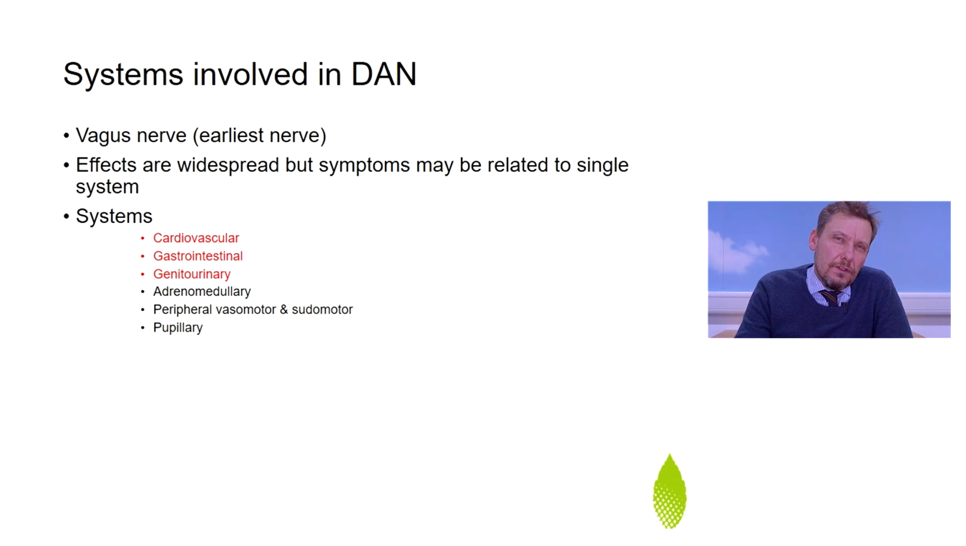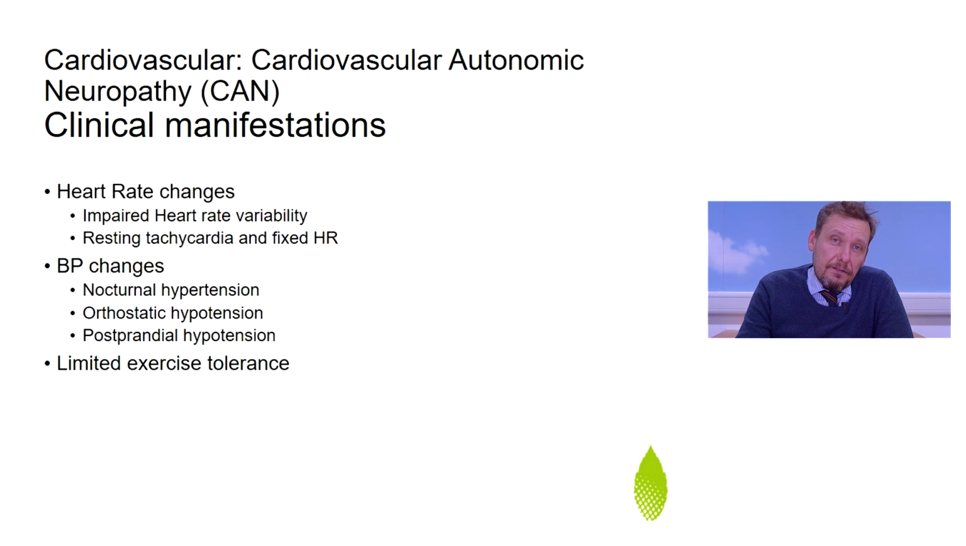What systems are involved in the autonomic nervous system? Well, as we've said, the function of the autonomic nervous system covers most bodily organs. The most severely affected nerve tends to be the parasympathetic vagus nerve, but the effects tend to be widespread, but can also be related to a single body system. The ones which I'm going to concentrate on here are of course cardiovascular, gastrointestinal and genitourinary.